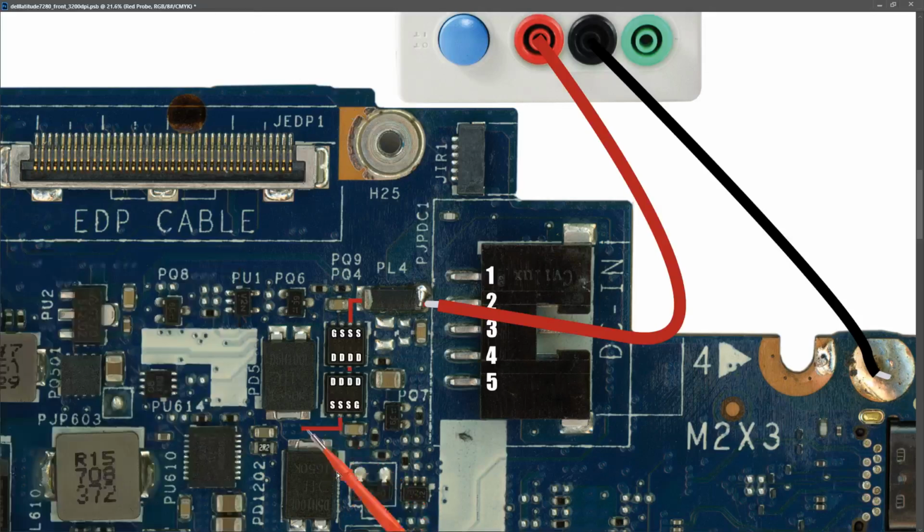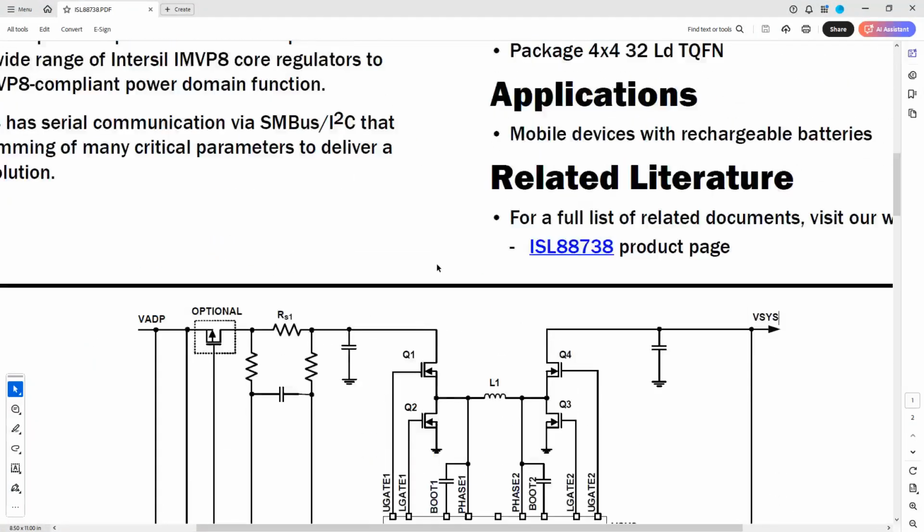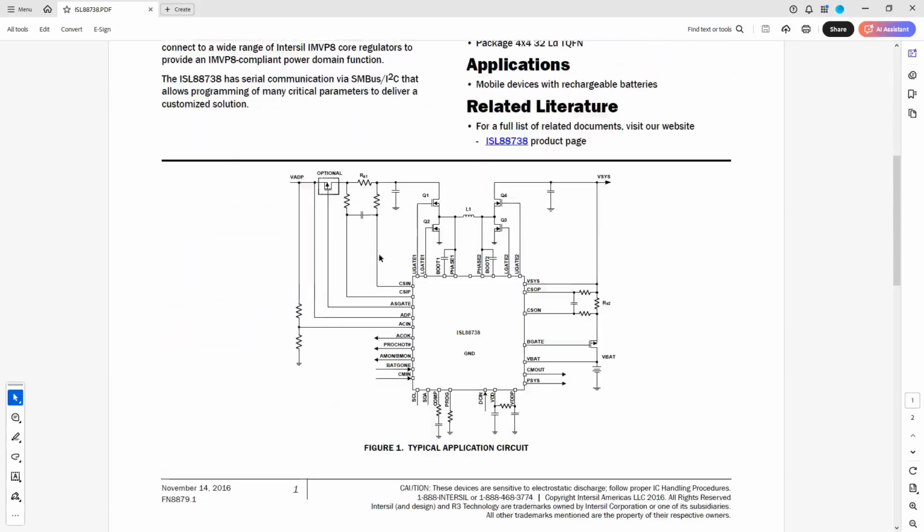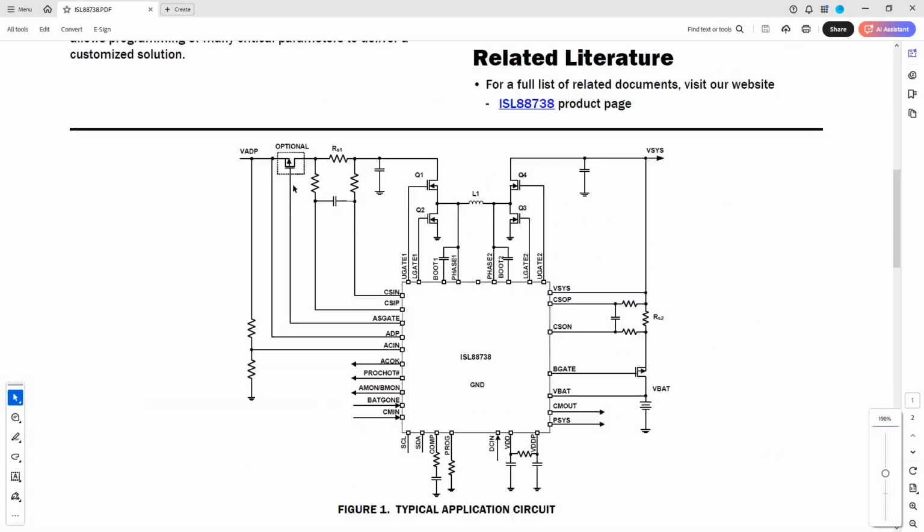So everything looks good up to this point, but where does our 19.5 volts go next? Well, if we look at the schematic, we see that this laptop employs an Intersil ISL88738, which is a buck-boost NVDC battery charger. If we look at the sample schematic for this, we can see that the input voltage first comes to this ISL88738, and then it's regulated down to a lower VSYS voltage, and that VSYS is then sent down to all of the secondary circuits, and the lower voltages are then derived from that VSYS voltage.